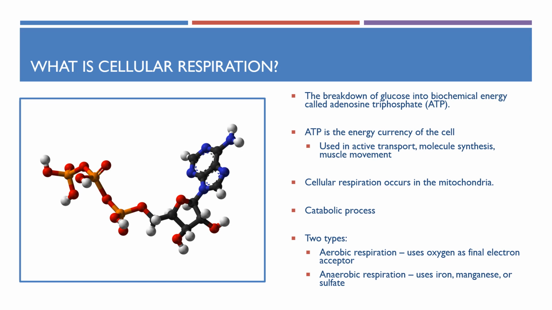Cellular respiration, of course, primarily occurs in the mitochondria. There is one stage, however, that occurs in the cytoplasm that we'll talk about in a second. Cellular respiration is primarily a catabolic process because you're breaking glucose down into smaller carbon compounds. There are two types of cellular respiration. There's aerobic respiration, which uses oxygen as a final electron acceptor, and there's also anaerobic respiration that occurs in the absence of oxygen and instead uses iron, manganese, or sulfate in its reaction.